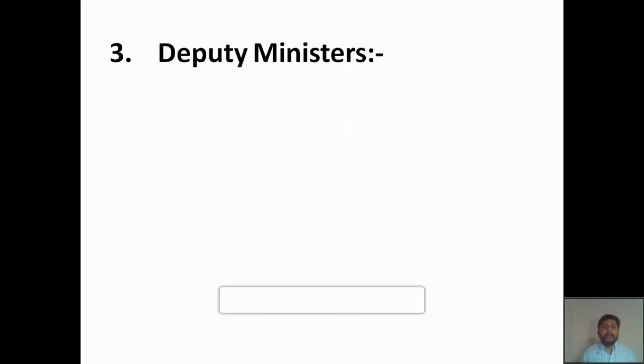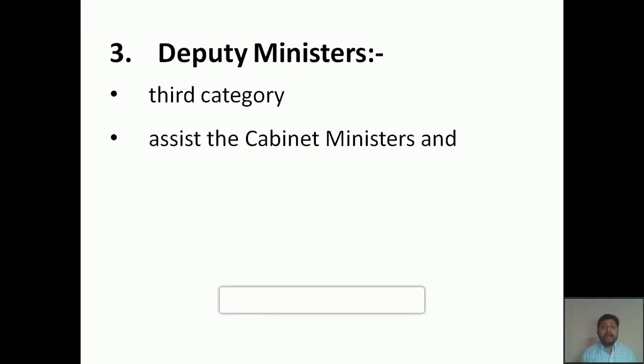Now the third category, that is deputy ministers. They are the third category of ministers. First one cabinet ministers, second one ministers of state, and third one is deputy ministers. They are the assistants of the cabinet ministers. Sometimes cabinet ministers will be getting 2-3 ministries or 2-3 departments. So then it will be very difficult for them to manage all the activities.